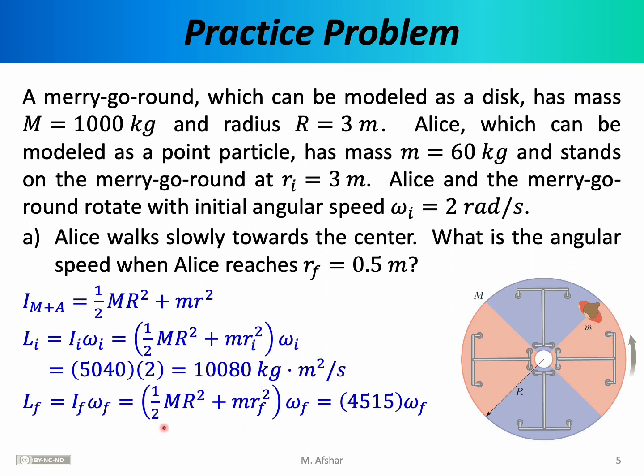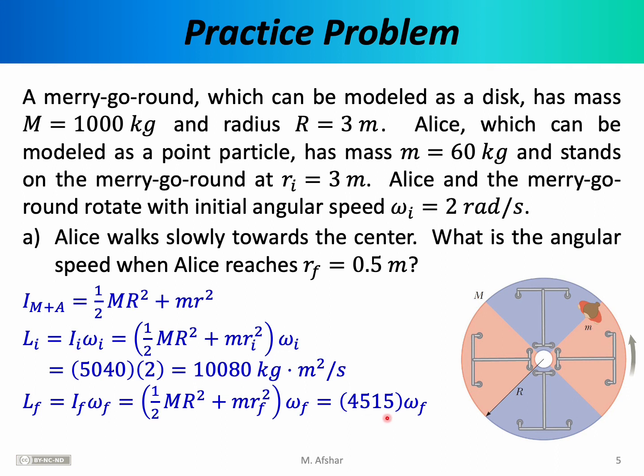The disk is not really changing here, so its moment of inertia is simply 1/2 mr squared throughout the problem. Alice is changing. More precisely, her distance to the center is changing. Her final distance is 0.5 meters. Plugging all that in, we find that the final moment of inertia of the system is 4515.